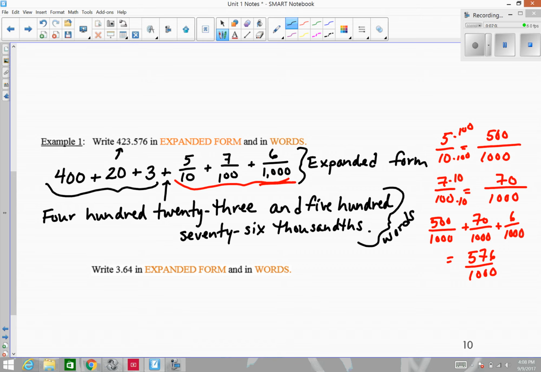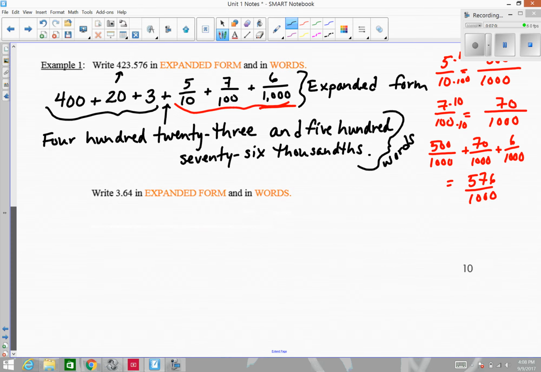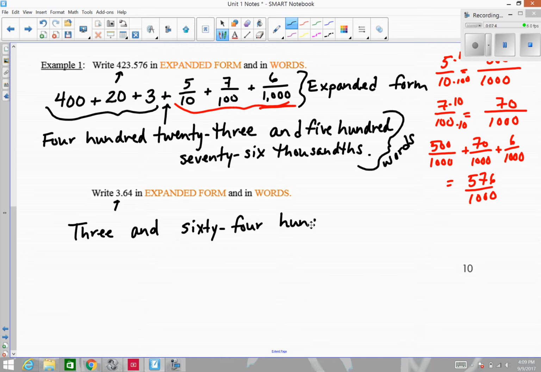Let's do this now for 3.64. We're going to expand it, and then we are going to write it in words. So the 3.64 has a 3 starting here with the ones place. So I just have to say 3. Remember, my decimal place gets replaced with the word and. And then I've got this 0.64, and it's going to be 64, and my place value is hundredths.